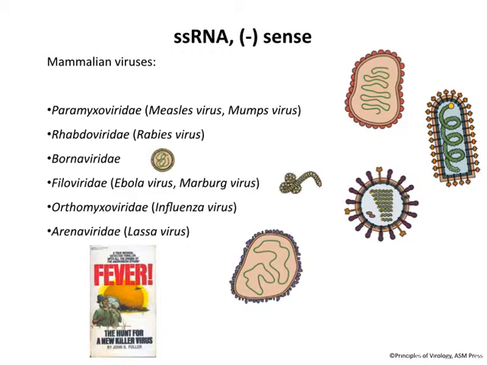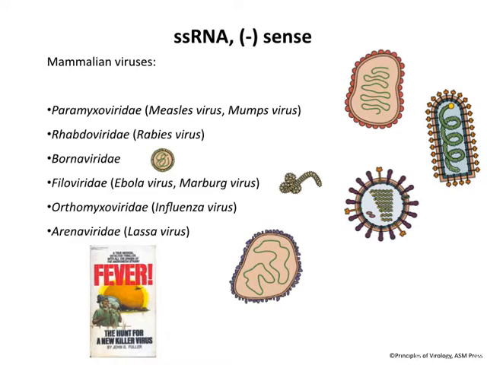So really quite unique. The last class are negative sense single-stranded RNA viruses. These are the mammalian viruses. There are some very famous viruses in here. Measles virus, mumps, or paramyxoviruses, rhabdovirus, rabies virus, bornaviruses, the filoviridae, Ebola and Marburg virus, influenza virus here, orthomyxoviruses, and arenavirus, Lassa virus.